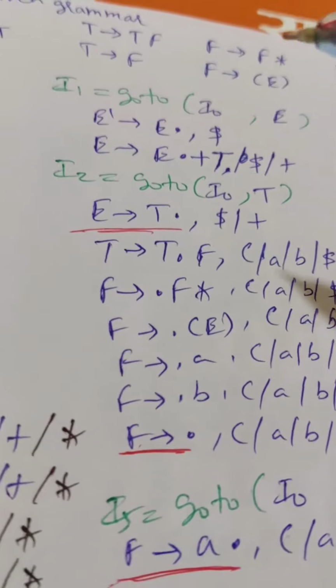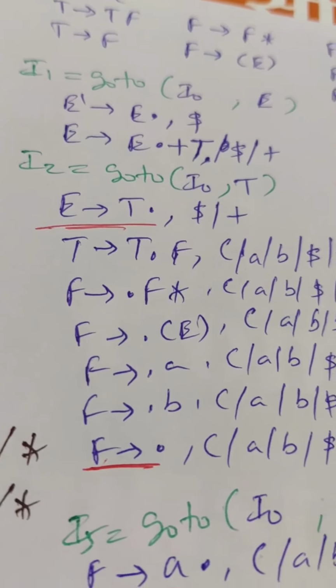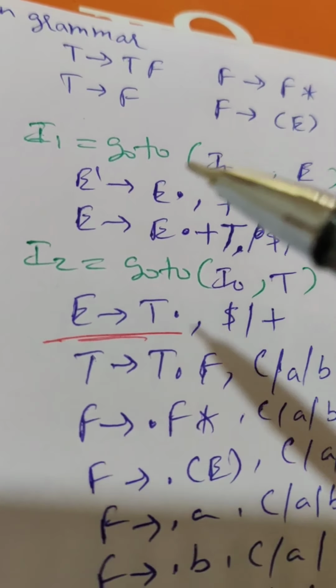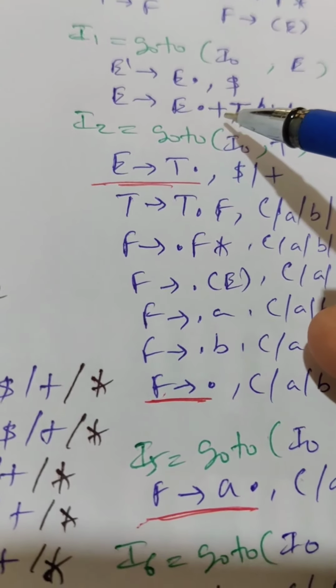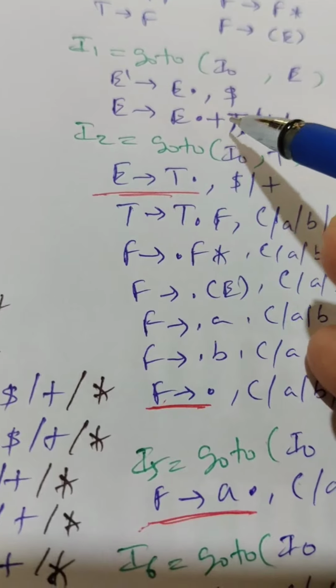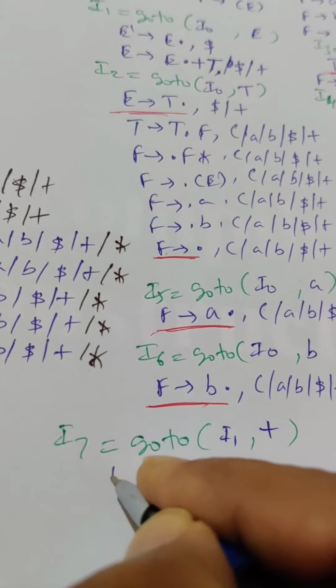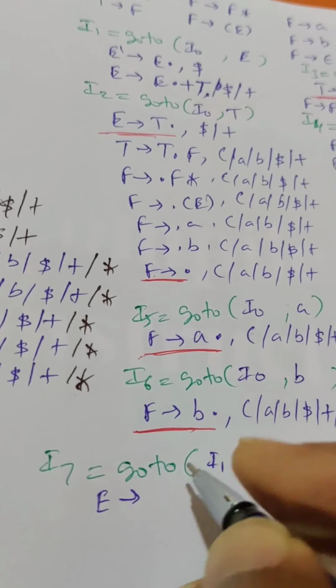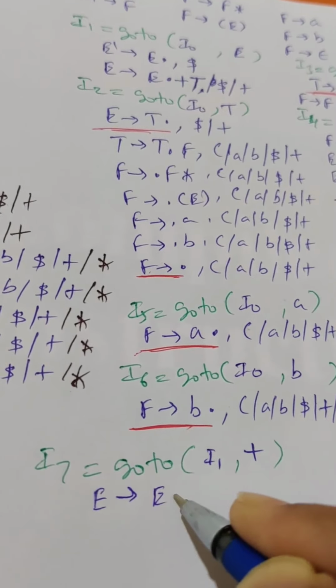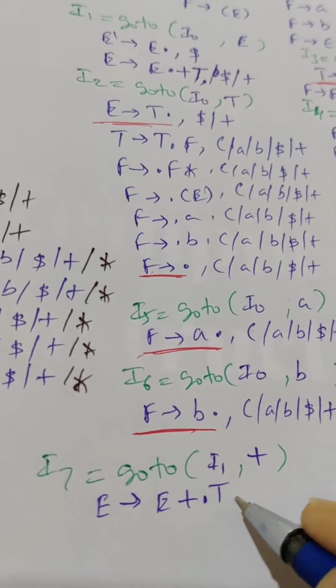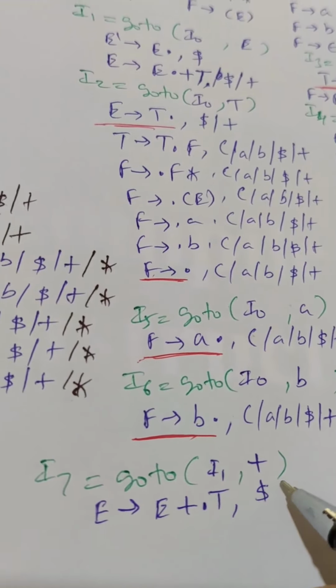Now let's move to the next item, that is item number 1. The next item number will be 7, goto of I1 comma plus. So E goes to E plus dot T with the lookaheads dollar and plus. So we're writing here E goes to E plus dot T. The lookahead can be dollar or plus.